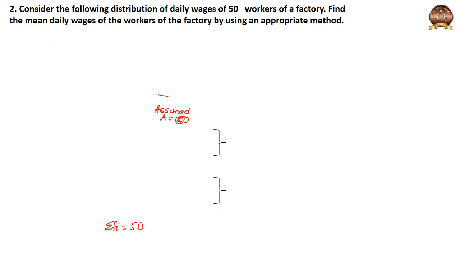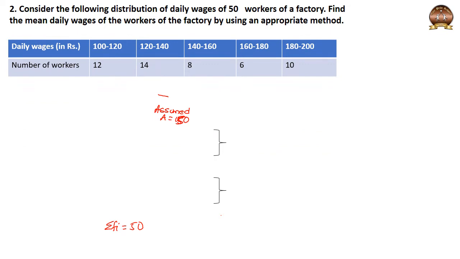So here we are going to do the next sum. The following distribution shows the daily wages of 50 workers of a factory. Find the mean daily wages of the factory by using an appropriate method. Now here we know that the direct method is useful when the numbers are small. Here the observation is of 3 digits, so we can go by the next method, that is the step deviation method.